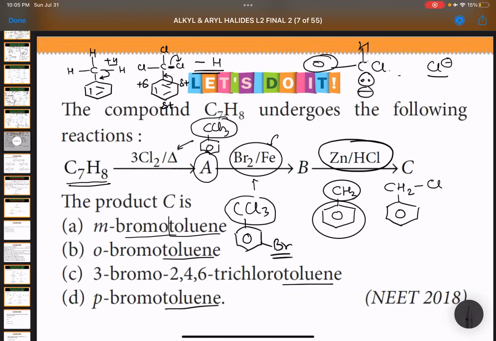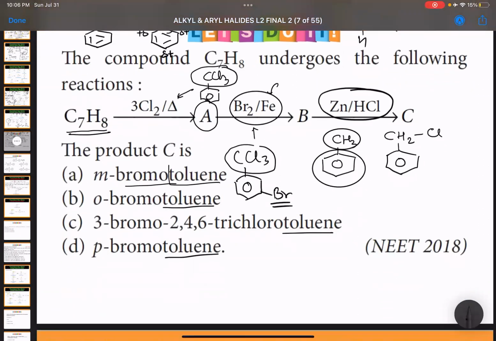H plus will come and join to carbon. It will become CH, and again you will have CH. So this is actually meta-bromotoluene. So A is the right answer. The CCl3 will become CH3. But why are we not reducing bromine? That is also a halogen. That can be the question which can come to your mind.